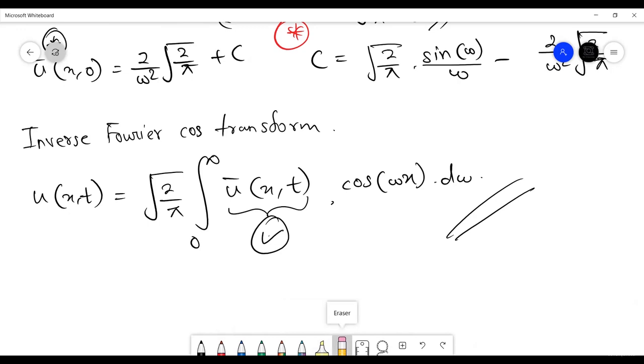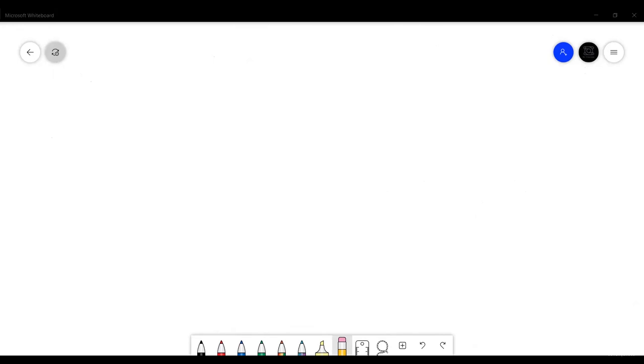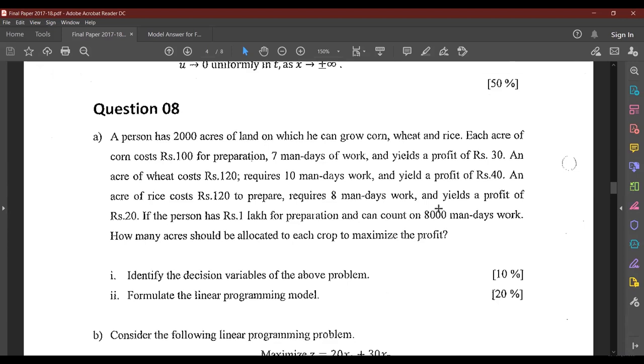Okay, so now question number 8. This is a linear programming question. A person has 2000 acres of land on which he can grow corn, wheat and rice. Each acre of corn costs rupees 100 for preparation, 7 man days of work and yields a profit of 30. An acre of wheat costs 120, 10 man days of work and yields a profit of 40. An acre of rice costs 120, 8 man days and a profit of 20. If 1 lakh is available for preparation and 8,000 man days, how many acres are to be allocated? So we have to identify the variables and formulate a linear programming model. They are asking you only to formulate, not to solve. They are asking you to write the formulation only.